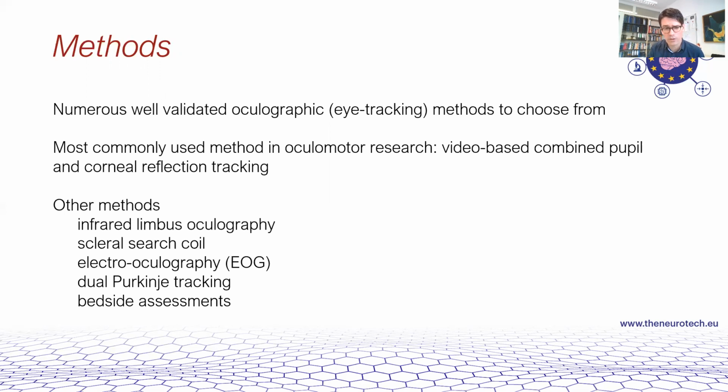Infrared limbus oculography, there's the scleral search coil, which involves placing a contact lens on the eye, is therefore a little intrusive and not always well tolerated by participants, but by many researchers still considered to be a gold standard of human eye movement recordings. Then there's the EOG, electrooculography, dual Purkinje tracking, and then with great significance in neurological assessments, there are bedside assessments of oculomotor function.